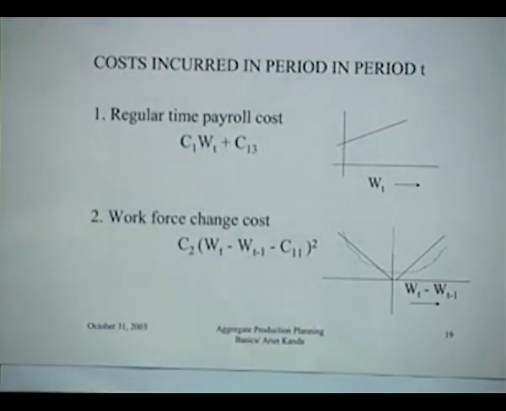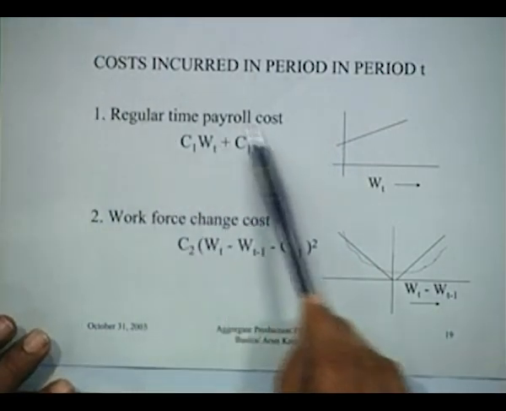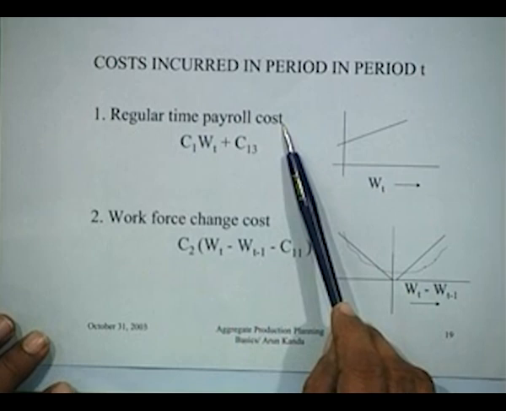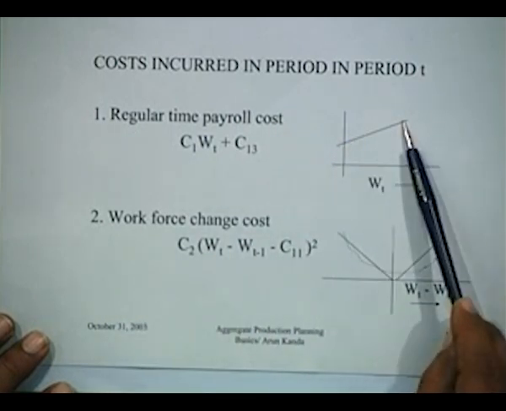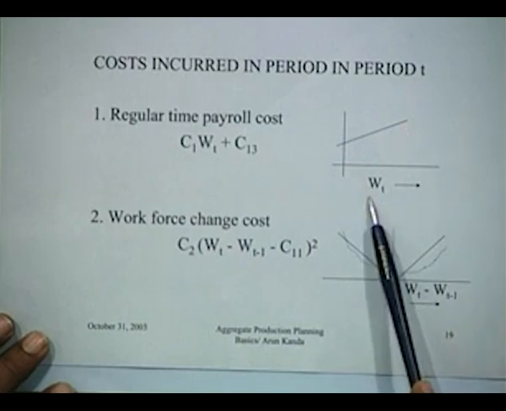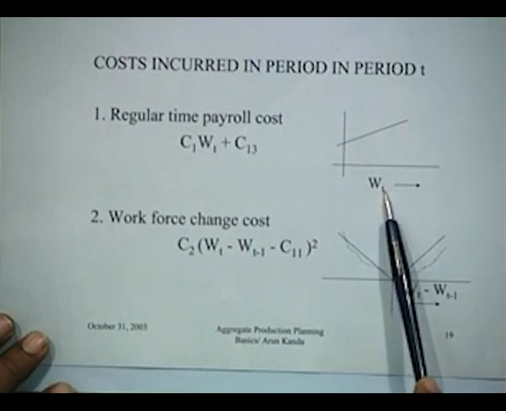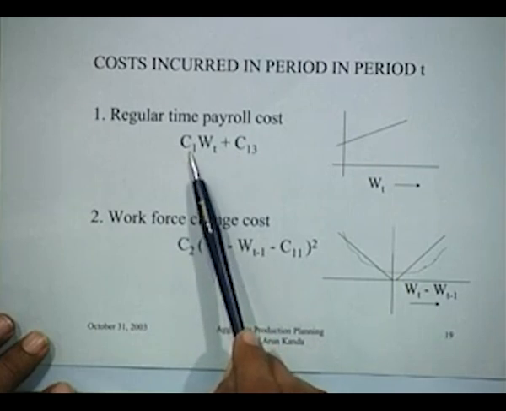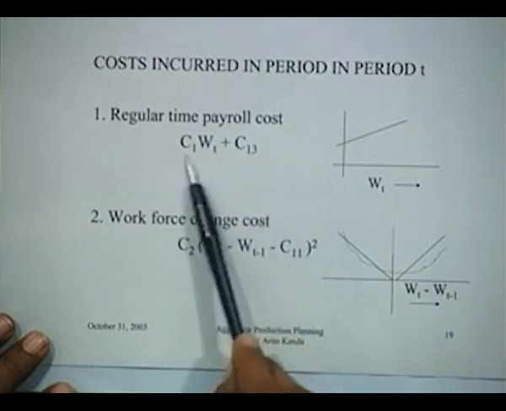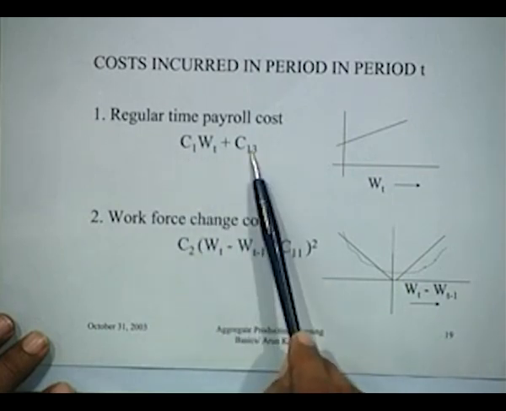So what is done in this particular model is that various types of costs are modeled. How are they modeled? Say regular time payroll cost. What is the regular time payroll cost? It will have a fixed component and a variable component like this. So this is the workforce, Wt, number of workers in period T. So this cost is modeled by C1 Wt plus C13, which is a constant. So C1, C13 are constants.